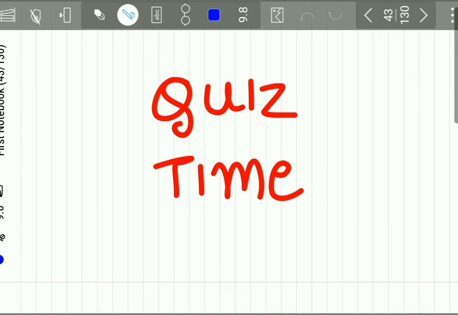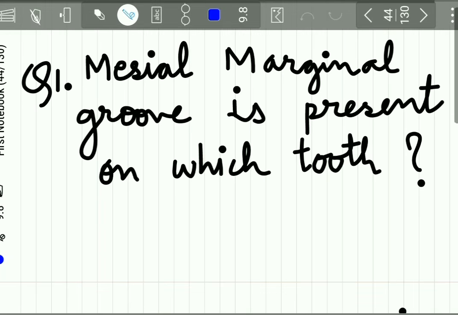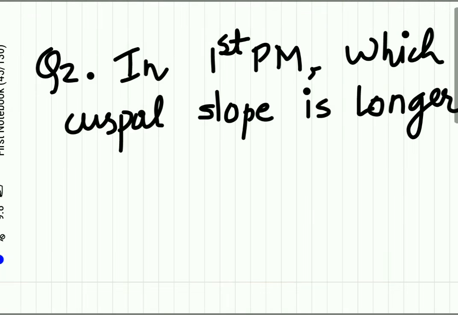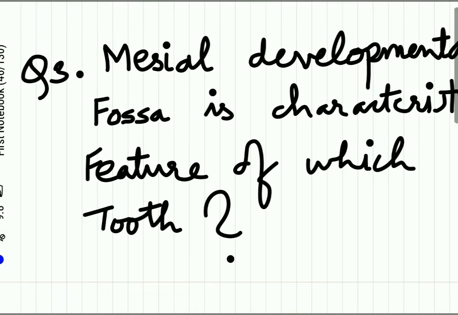Now, time for a quiz. First question: mesial marginal groove is present on which tooth? Second question: in the first premolar, which cuspal slope is longer? And the last question: the mesial developmental fossa is a characteristic feature of which tooth?